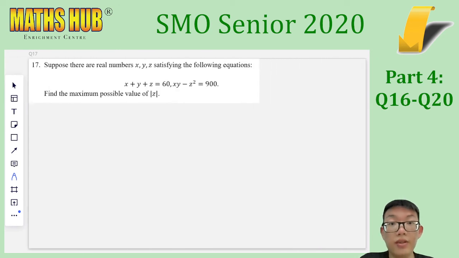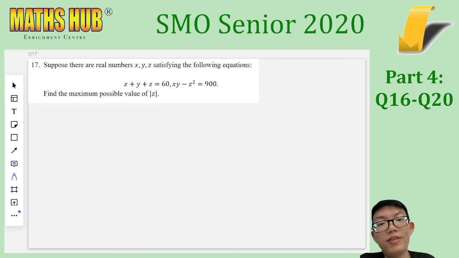Next up, question 17. Suppose there are real numbers x, y, z satisfying the following equations: x plus y plus z equals to 60 and xy minus z squared equals to 900. Find the maximum possible value of the absolute value of z. Okay, so that means that z is the one that you are trying to restrict. And the restriction may not be very clear at first. Why can't z be anything I like? So let's use that to guide our thinking. So why can't z be, let's say, 100,000?